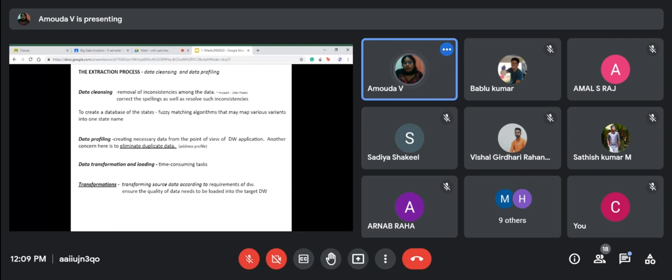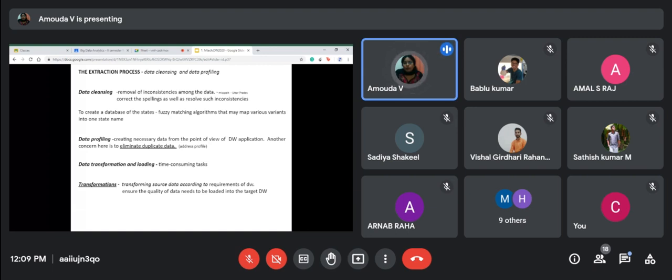removing inconsistency among the data. I have given some examples. Uttar Pradesh, correct the spelling. What does this mean? Because I wanted to tell you properly, that's why I gave Uttar Pradesh. You can notice that Uttar Pradesh is sometimes given as UP without any space, or U dot P, or UTTER. Such kind of inconsistency should not be there. That should be cleaned. This is done by some algorithm.